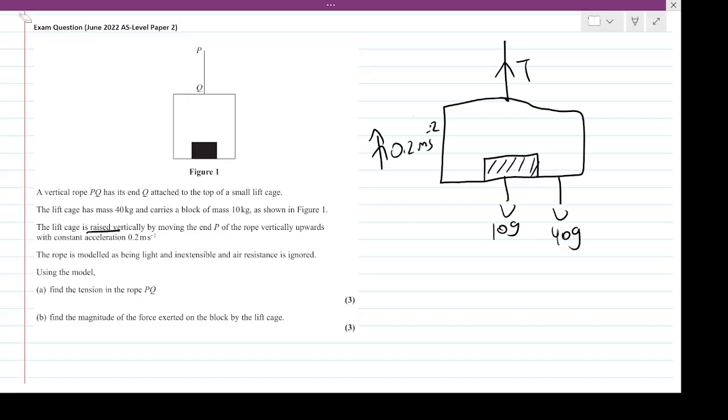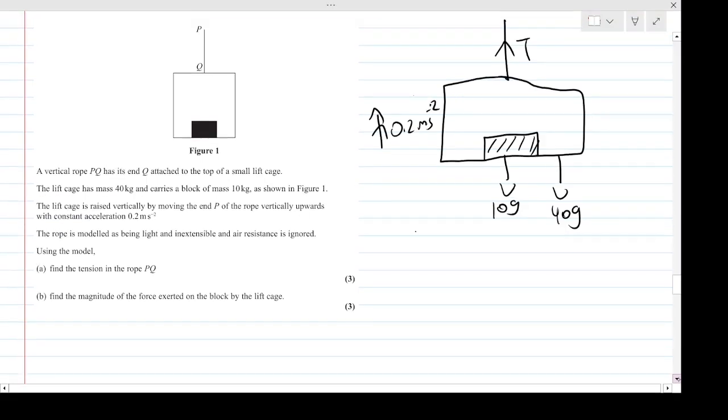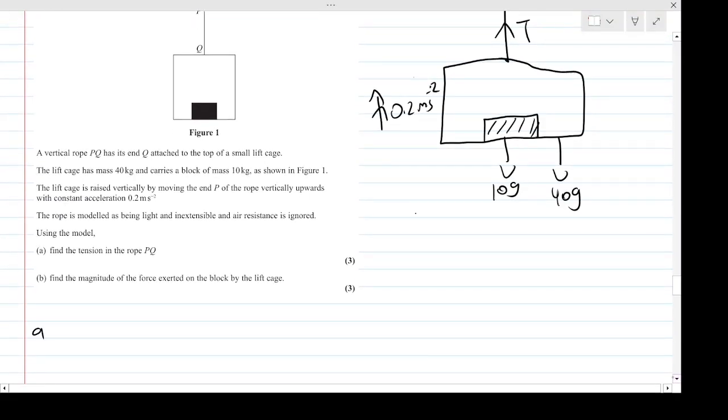So that's the acceleration, and that's really it. And there we are. Then it says, using the model to find the tension in the rope. So again, they're all connected by the rope, and they're all moving upwards. So we can consider the whole system.